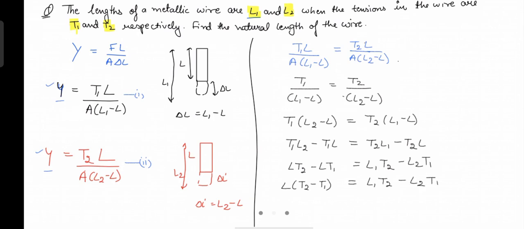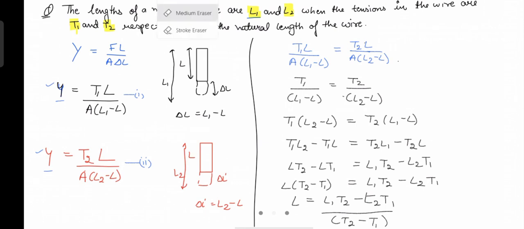Now further, we have to find the value for L. See, it is very simple now. You just find the value for L. It will be L1 T2 minus L2 T1 upon T2 minus T1.